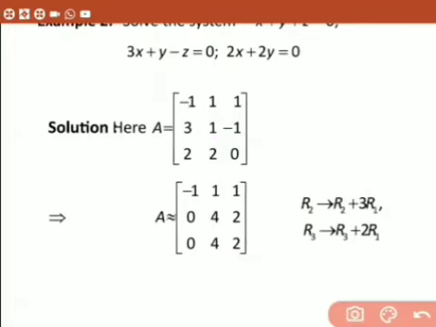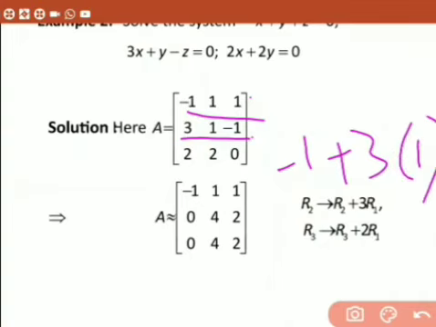Similarly, this last element, we are changing this one R2. You have to use these corresponding elements here. That is last element is minus 1. R2 is minus 1 plus 3 times of R1. R1 is 1. Minus 1 plus 3 is equals to, here you will get plus 2.